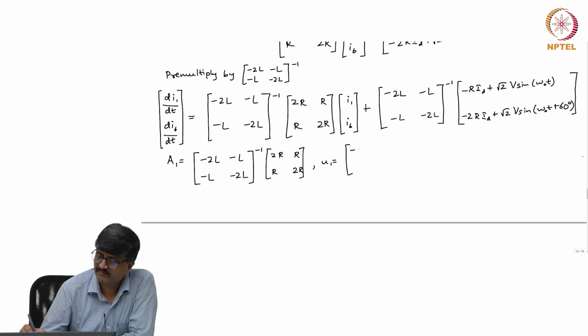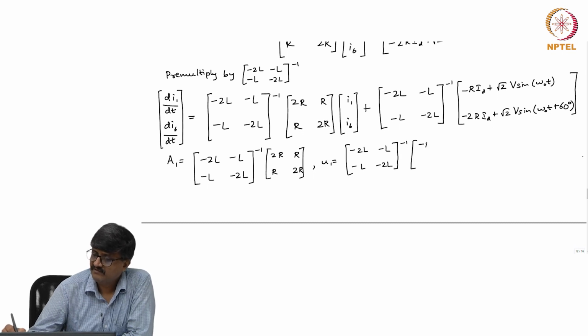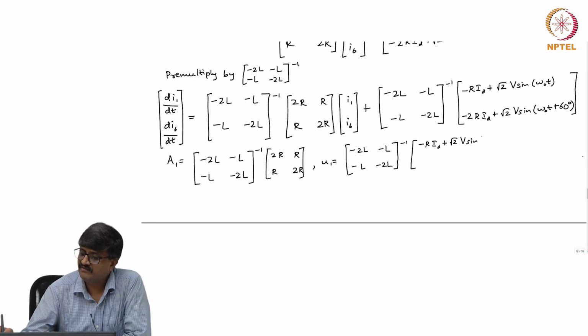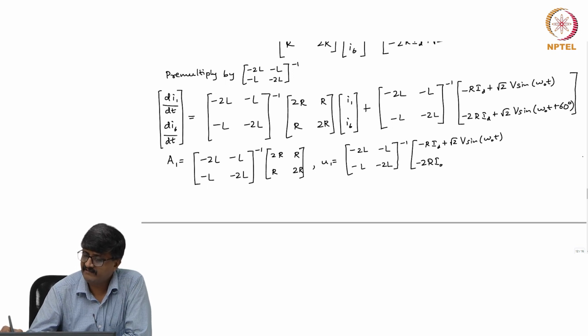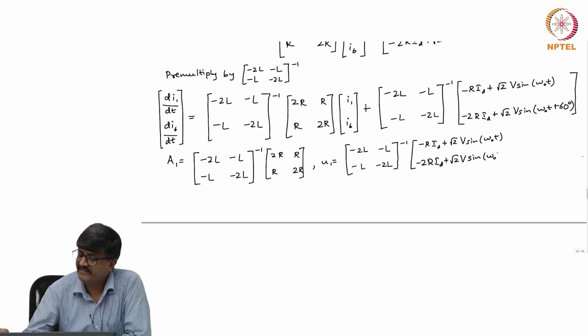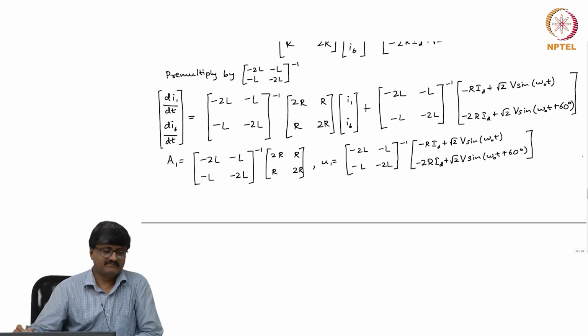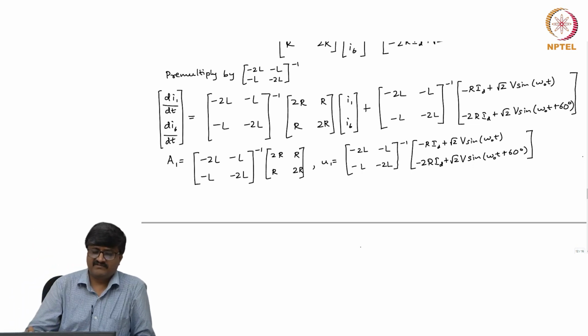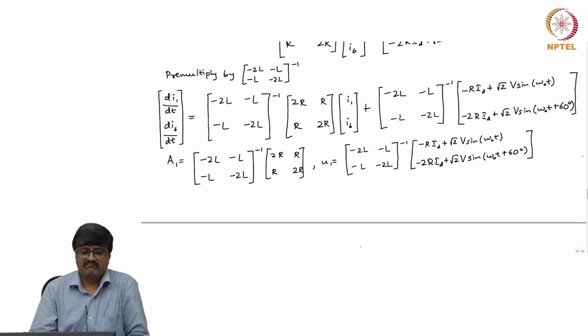So, U1 is minus 2L minus L minus L minus 2L inverse times minus R I D plus root 2 V sin omega O t, minus 2 R I D plus root 2 V sin omega O t plus 60 degrees. Now, this is A1 and this is U1.